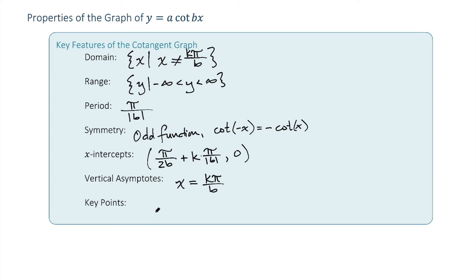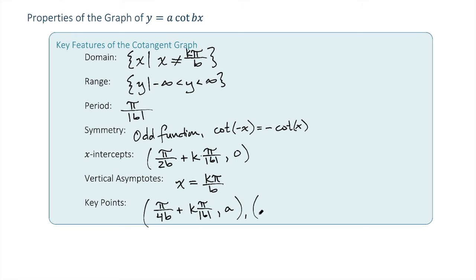And finally, the key points. The key points of the cotangent function are when the cosine and the sine are both equal to each other. So that's going to be when our x-coordinate is pi over 4b plus any multiple of the period, k times pi over the absolute value of b. And the y-coordinate there was 1, but this scaling factor of a will bump that up to a.